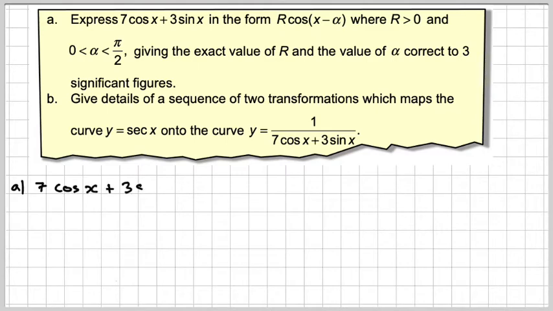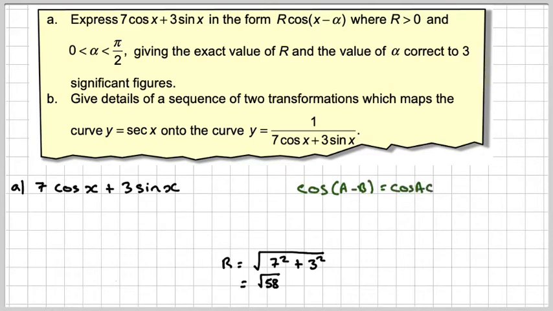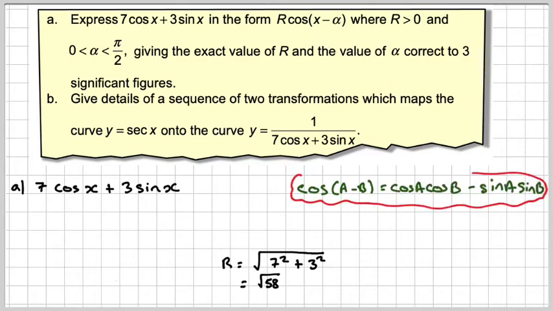Okay, so this is sort of standard bookwork. R will be the square root of 7 squared plus 3 squared, and that gives you the square root of 58. Because we want cos(A minus B), that's cos A cos B plus sin A sin B. So the 7 has to represent cos, the 3 has to represent sin. So cos is adjacent, so this one would have to be 7, and the opposite would have to be 3.